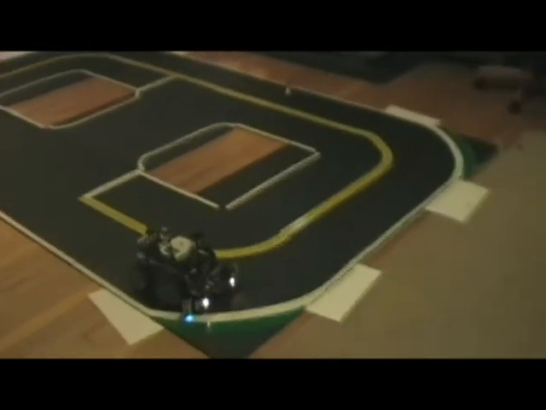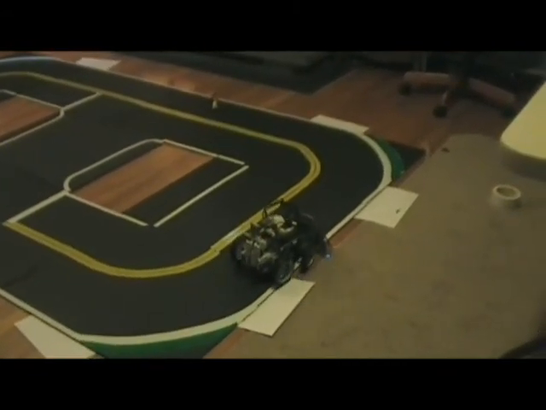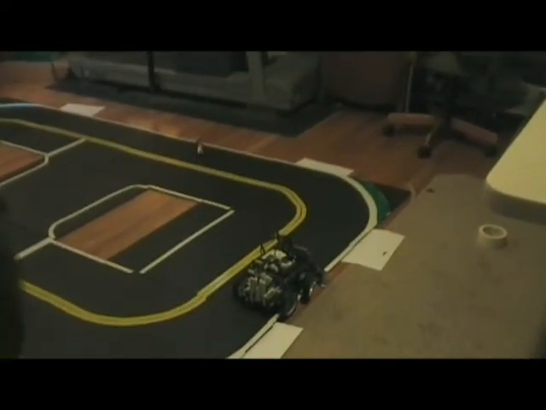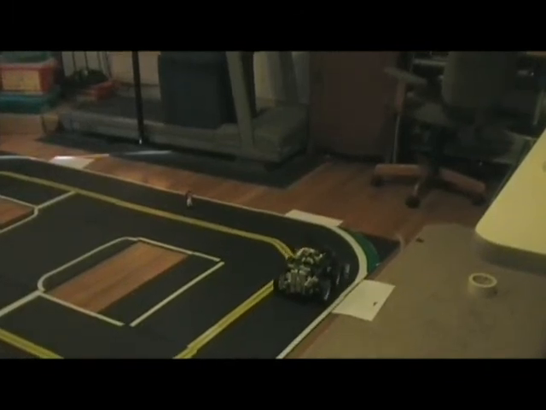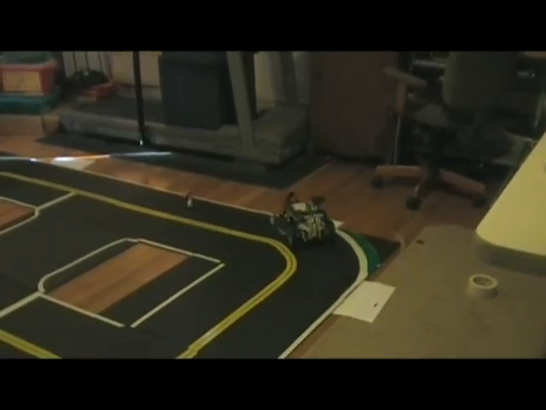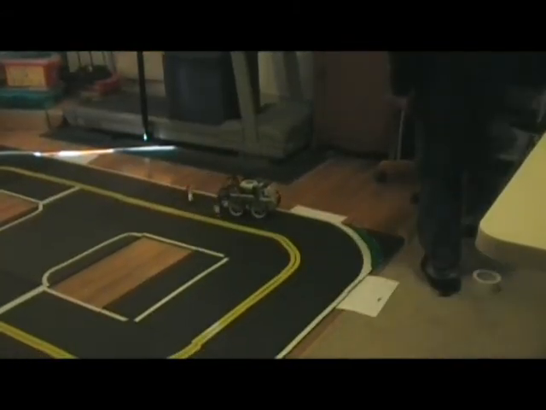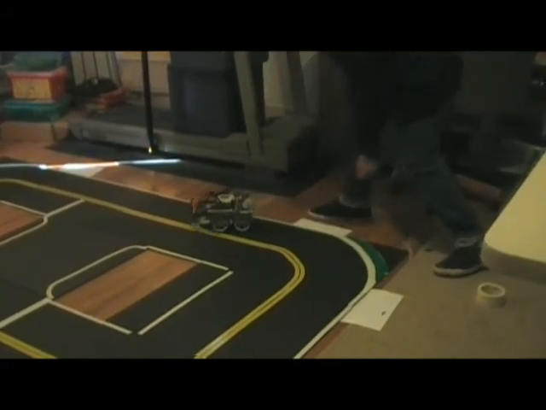And the robot is approaching the third curve. Let's see if we can avoid Joe. Well, it probably gave him a nasty scare.